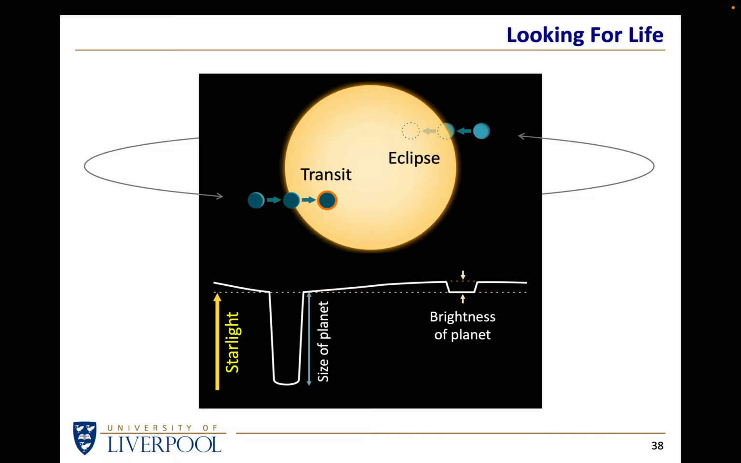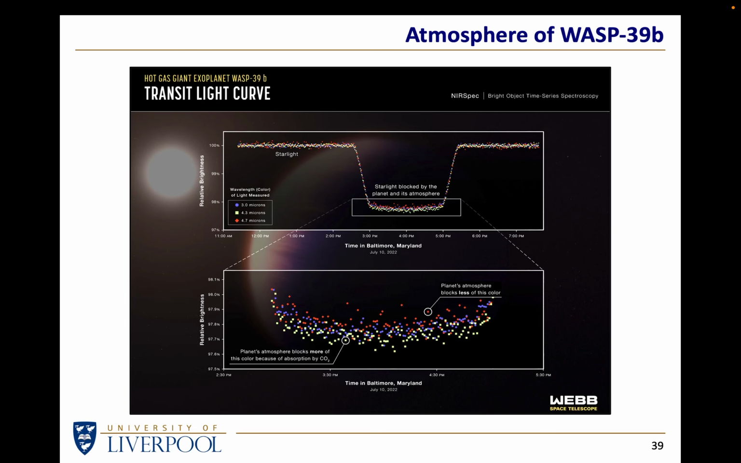So if you look for the depth of the dip here, remember that depends on how big the planet is. For some molecules, at some wavelengths, the planet will look a little bit bigger because it's got an atmosphere. If the wavelength is chosen so that it doesn't get absorbed by the atmosphere, the planet will appear to be smaller. So the depth you get will depend on the wavelength, and the wavelength will tell you about the molecules that are in the atmosphere. So again, James Webb Space Telescope has done this.